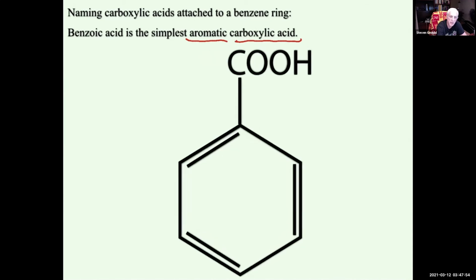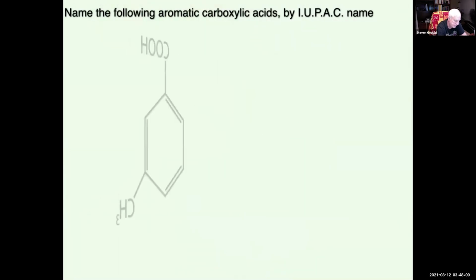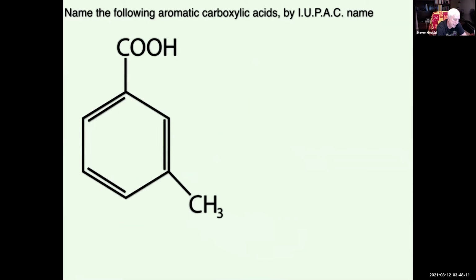And this is benzoic acid. Your benzene ring, alternating double bond, six carbon ring with a carboxylic acid group attached. That's benzoic acid. And everything is a derivative of that. Okay. So here we would have, this is always number one. So we have 3-methyl. And then this is benzoic acid.